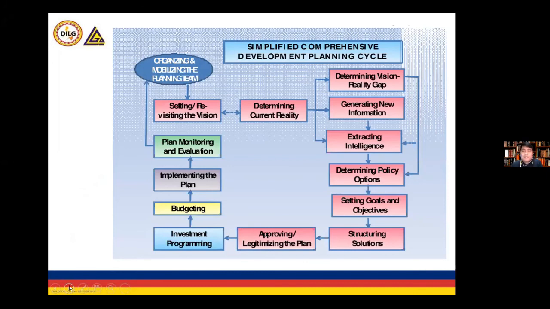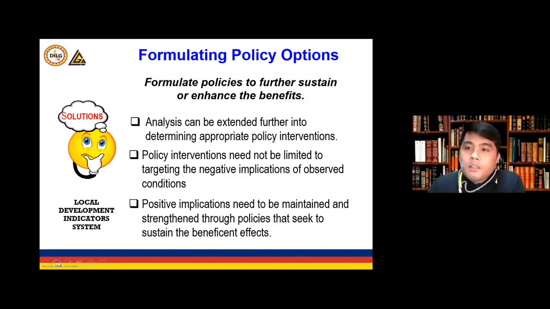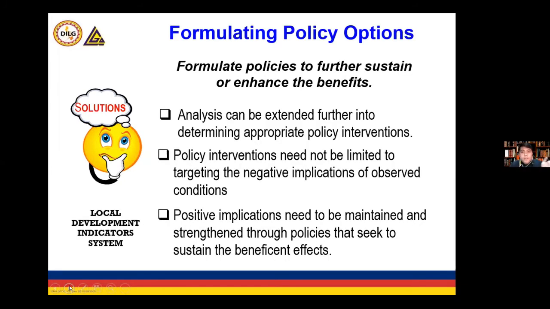So, just going back to the process in formulating the comprehensive development plan. Now that we have determined the vision-reality gap and analyzed the root causes of these gaps or problems, we must now proceed to formulating appropriate policy options. Once we are able to identify and unmask the root causes of these problems, what will you do to address those gaps or to bridge the gap? Meron kayong difference, so anong gagawin mo para ma-close yung gap na na-identify natin during the VRG analysis? So, you will now provide policy options.